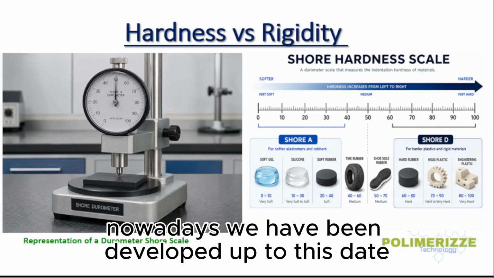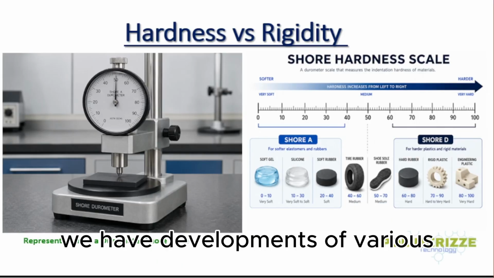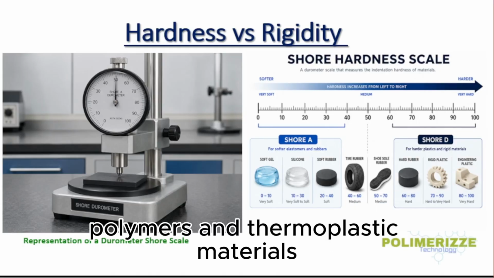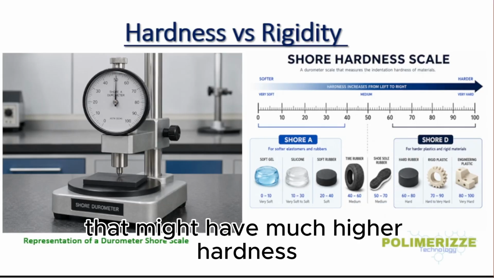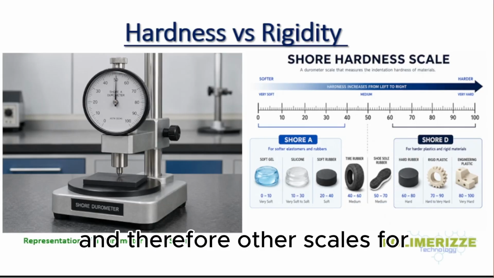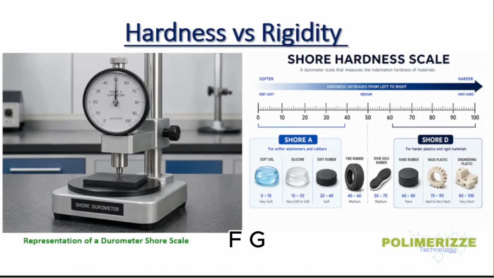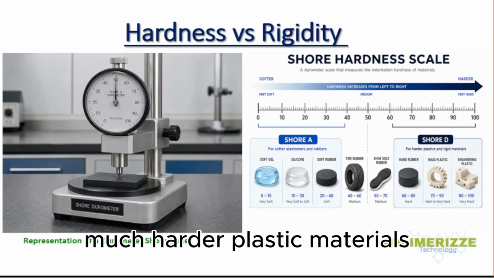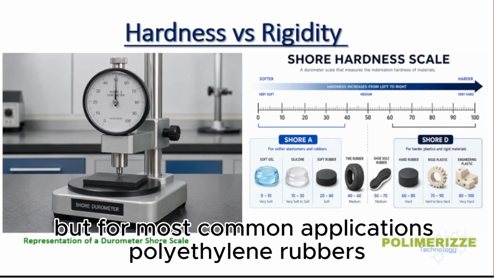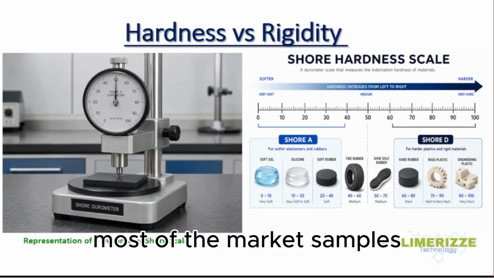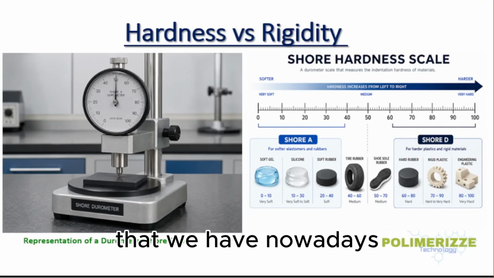Nowadays, up to this date, we have developments of various polymers and thermoplastic materials that might have much higher hardness, and therefore other scales for sure, up to more letters, maybe E, F, G, K, for much harder plastic materials. But for most common applications, polyethylene, rubbers, elastomers, you can use Shore A to Shore D to measure most of the market samples that we have nowadays.